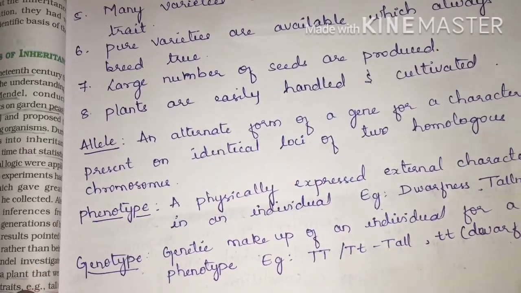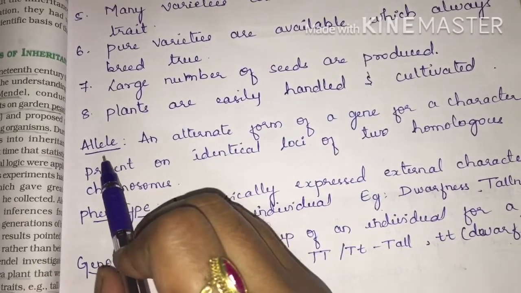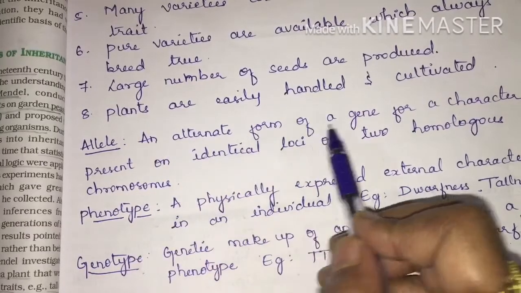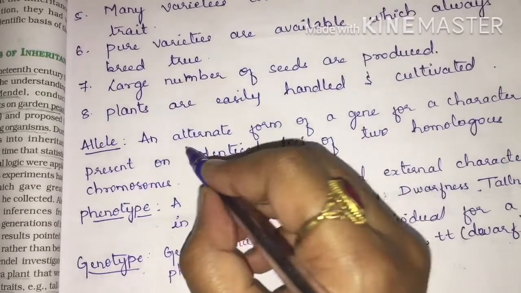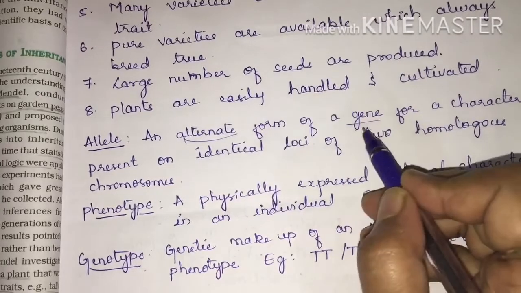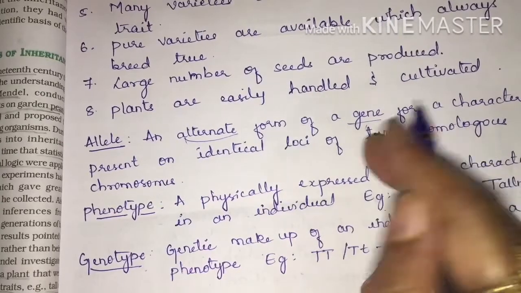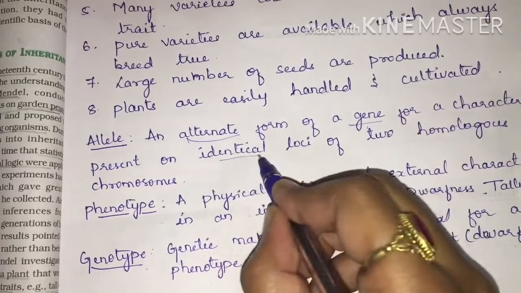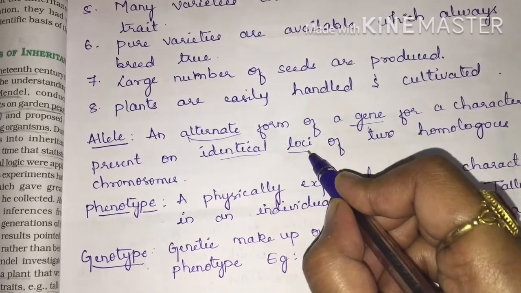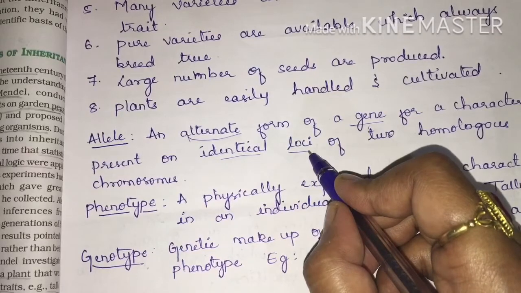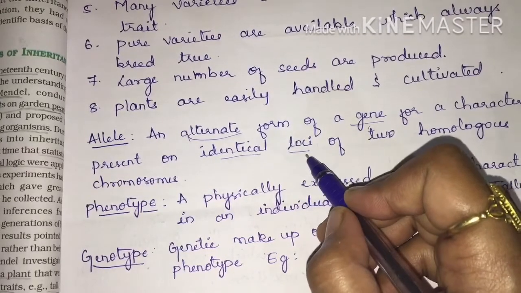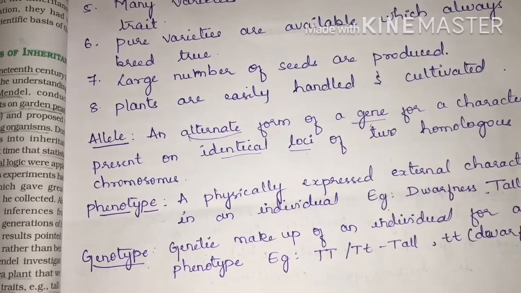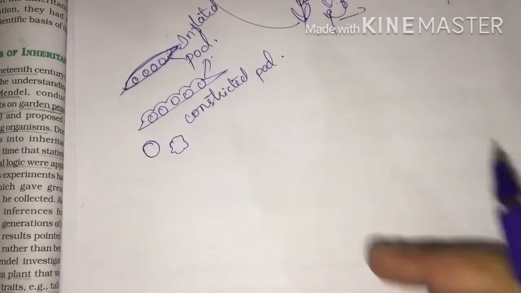In this chapter, we are coming across a term called allele. What is this allele? It is an alternate form of a gene for a character. One gene can have 2 different forms, for a character present on identical loci. Loci means locus, identical locus. Locus is nothing but the location on 2 homologous chromosomes. Okay, first I shall talk about what are homologous chromosomes.